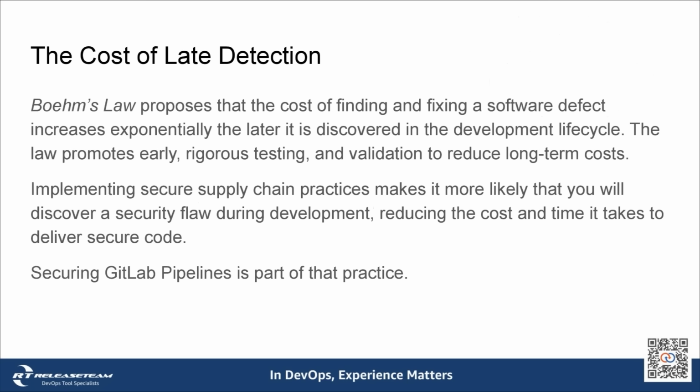Finding a flaw in the design phase is cheap, a quick conversation. Finding it in production after an outage can require significant effort. By implementing secure supply chain practices and securing our GitLab pipelines, we move the detection process earlier. This early discovery drastically reduces the time, money, and effort required to deliver secure, quality code to our customers.